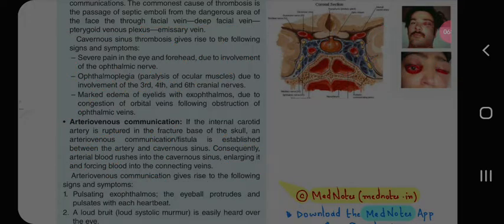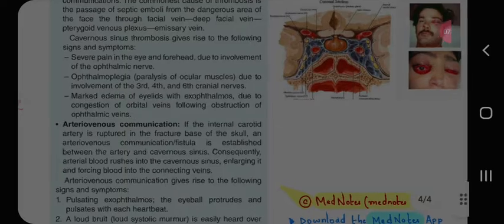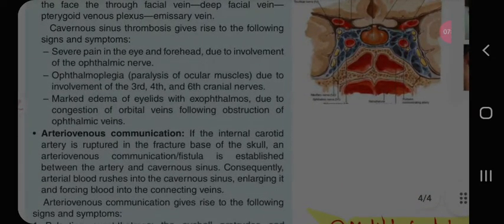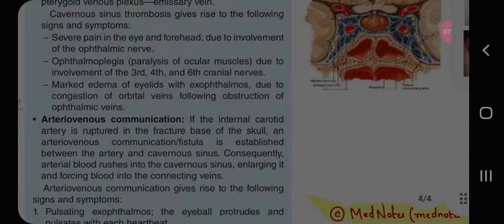Cavernous sinus thrombosis gives rise to the following signs and symptoms: severe pain in the eye and forehead due to involvement of the ophthalmic nerve; ophthalmoplegia, paralysis of ocular muscles due to involvement of the third, fourth, and sixth cranial nerves; marked edema of the eyelids with exophthalmos due to congestion of the orbital veins following obstruction of ophthalmic veins.